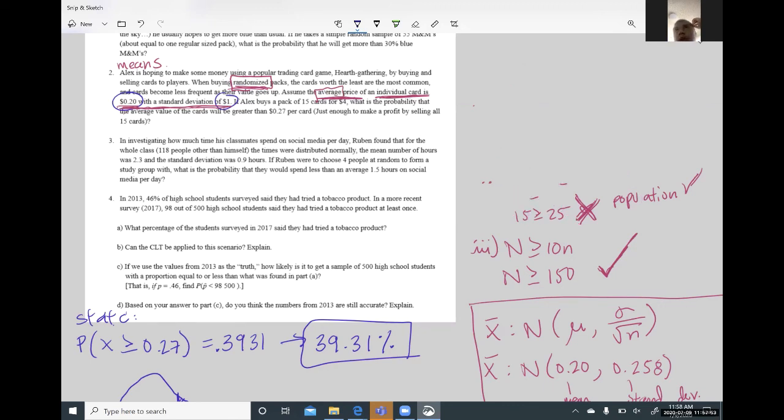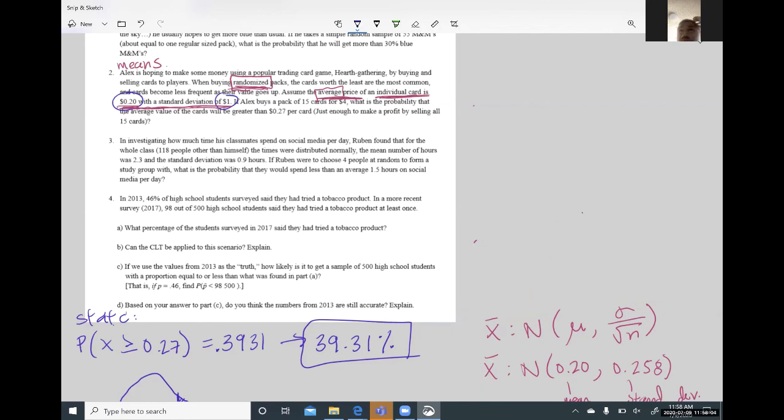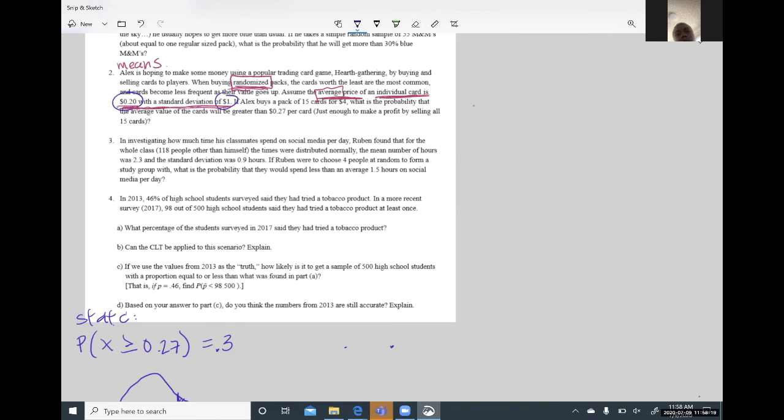In investigating how much time his classmates spend on social media per day, Ruben found that for the whole class, 118 people other than himself, the times were distributed normally. The mean number of hours was 2.3 and the standard deviation was 0.9 hours. If Ruben were to choose 4 people at random to form a study group with, what is the probability that they would spend less than an average of 1.5 hours on social media per day?